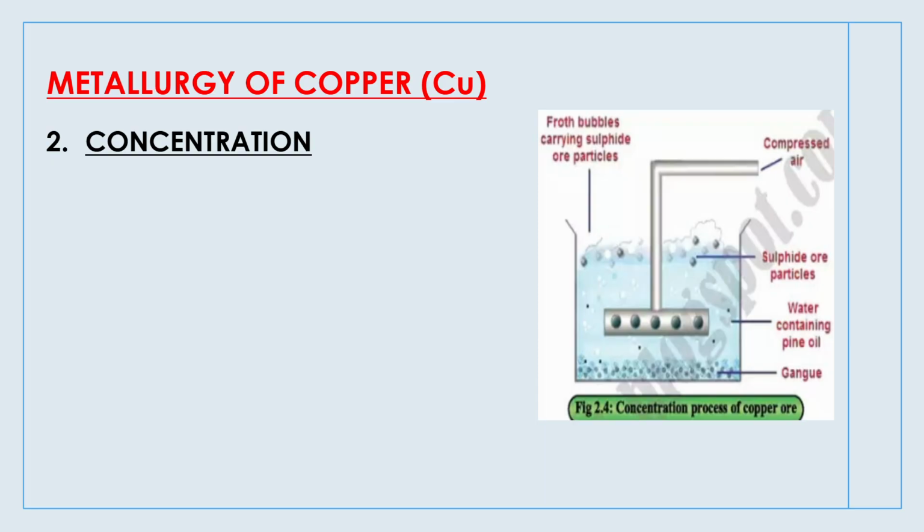These are separated from the chalcopyrite ore, which is done through the froth flotation process. It is a process in which the ore is blended with water along with pine oil added to it. When it is blended, it causes the ore particles to become coated with froth, and the gangue particles settle at the bottom. In this picture, you can see that the froth bubbles rise upward, carrying the sulfide ore particles that will be taken forward for the reaction, whereas the gangue impurities settle down at the bottom.